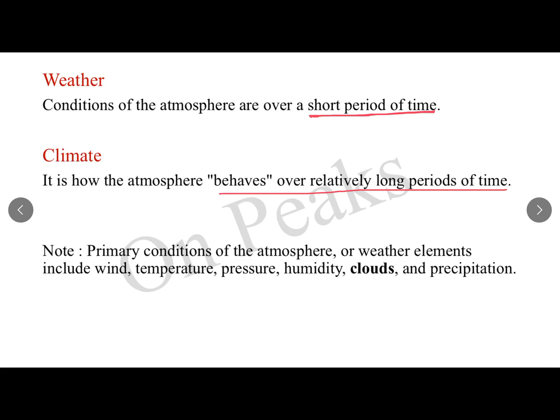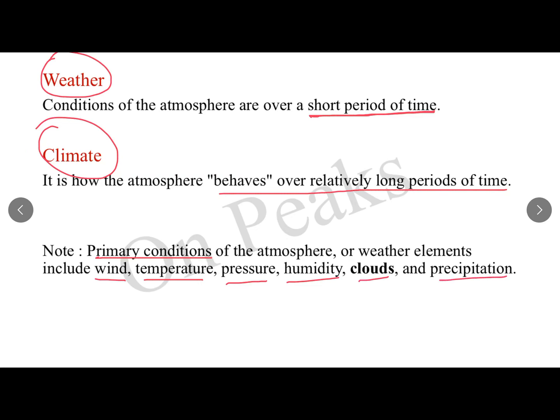Many people make mistakes in understanding this, so please be clear in the definitions of weather and climate. These are distinguished mainly based on time. Weather is based on short periods and climate is of the long periods. Now let's see what are the primary conditions of the atmosphere. They are wind, temperature, pressure, humidity, clouds, and precipitation.